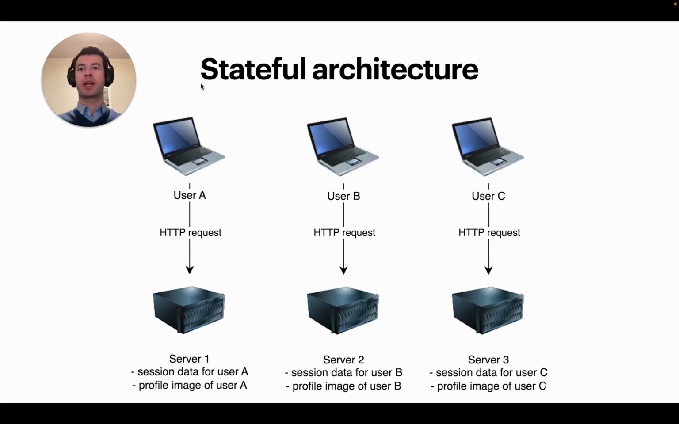To authenticate user A, the HTTP request must be routed to server 1. If a request is sent to the other servers, like server 2, authentication would fail because server 2 does not contain user A's session data. Similarly, all HTTP requests from user B and user C should go to server 2 and server 3 respectively.